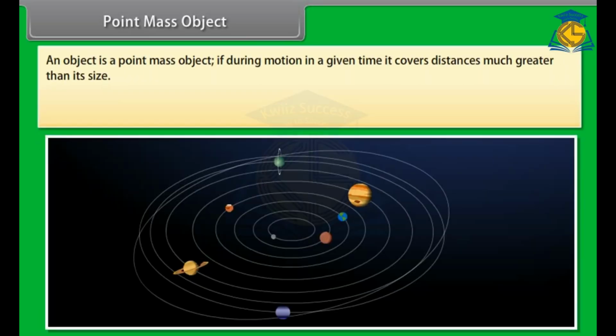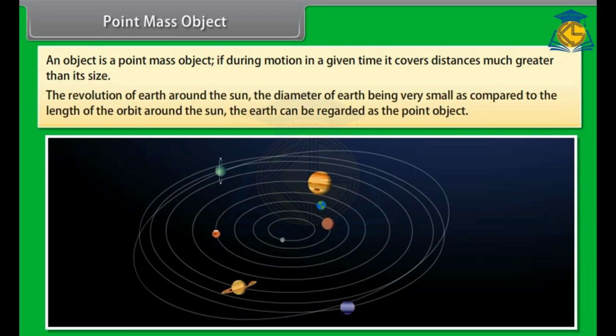Point mass object. An object is a point mass object if during motion in a given time it covers distances much greater than its size. Example: the revolution of Earth around the Sun. The diameter of Earth being very small as compared to the length of the orbit around the Sun, the Earth can be regarded as the point object.